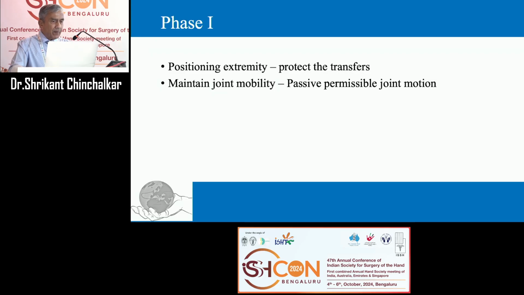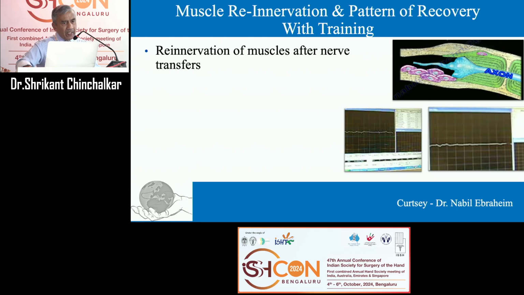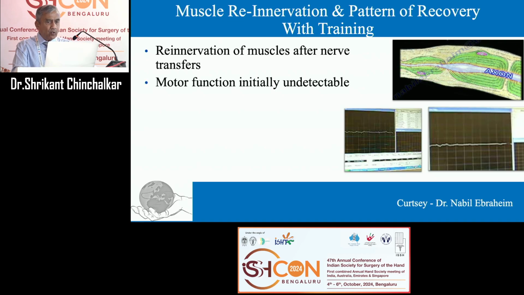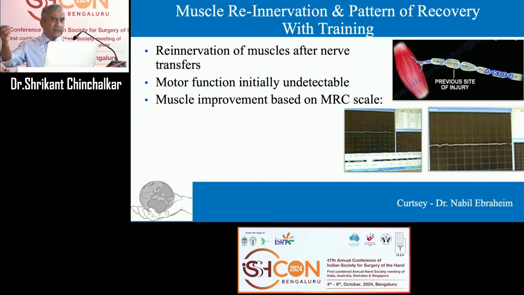So phase 1, as I mentioned, we position the extremity to protect the transfer. However, we maintain the extremity's mobility depending on the limitations that surgeons have mentioned in our referral. But as the muscle starts to reinnervate, ultimately the muscle starts to show some contraction, but it's flicker in nature. So initially, the motor function is undetectable. Muscle improvement, of course, happens gradually, and we grade it from grade 0, where nothing is happening, then to grade 1, then to grade 2, 3, 4, and so on.